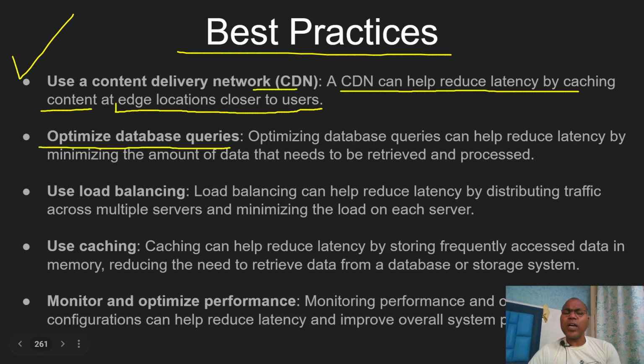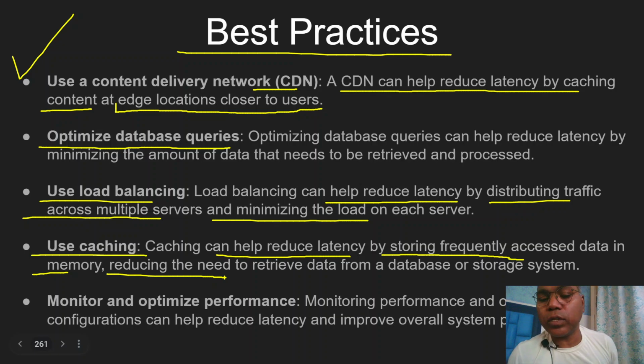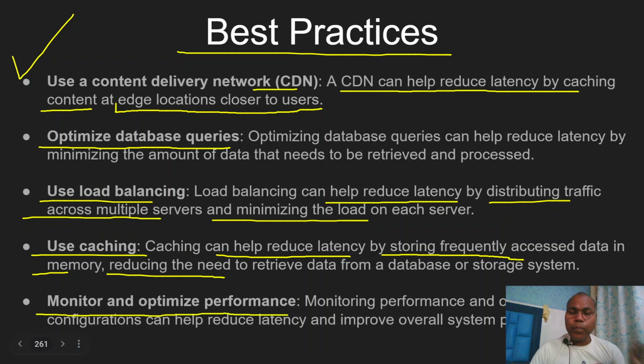Even you can optimize for latency, which means improving performance. You can think about what kind of database queries you can optimize, some query problems, some indexing required, some explain plans required. So you have to think. Even you can use load balancing to improve application performance and reduce latency, to distribute traffic across multiple servers, minimizing load on each server. You can also use caching techniques. Caching is one of the key techniques that reduces latency by storing frequently accessed data in memory, reducing data retrieval from the database, file system, or some different storage system.